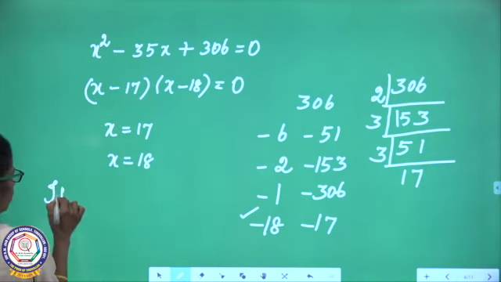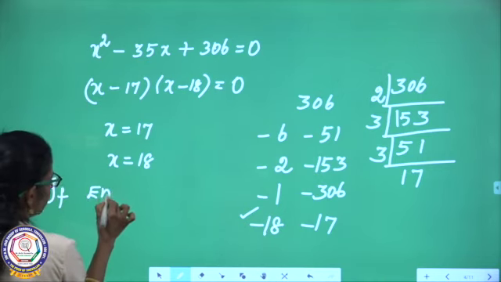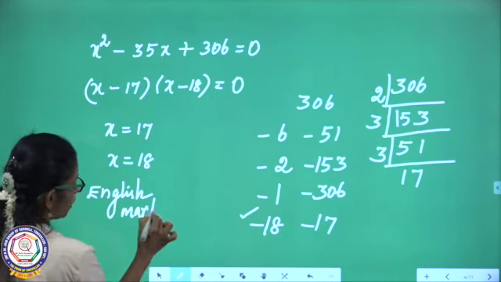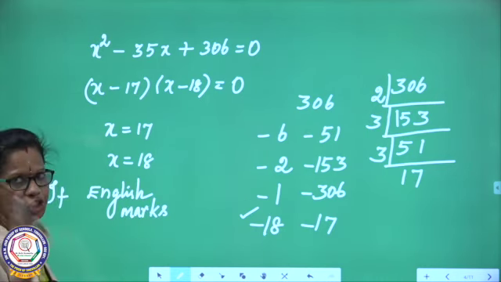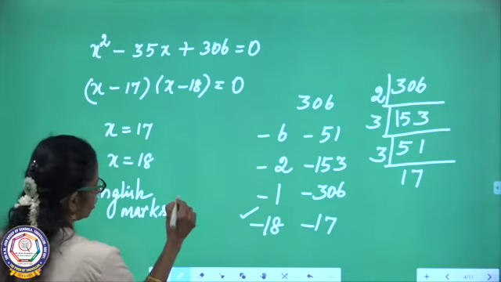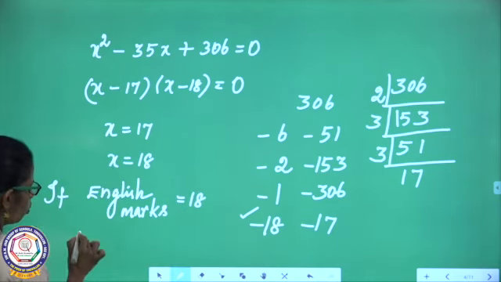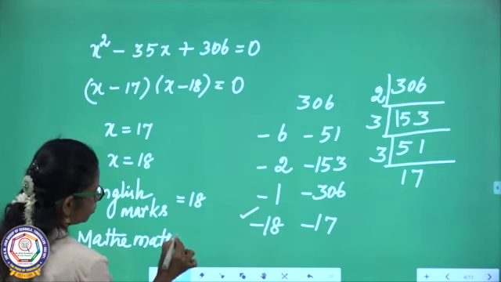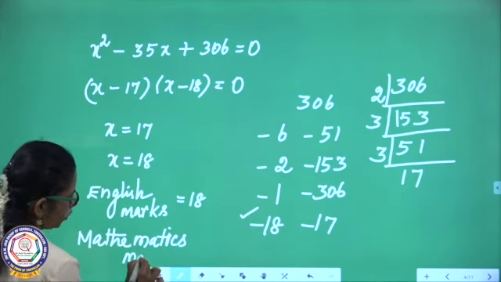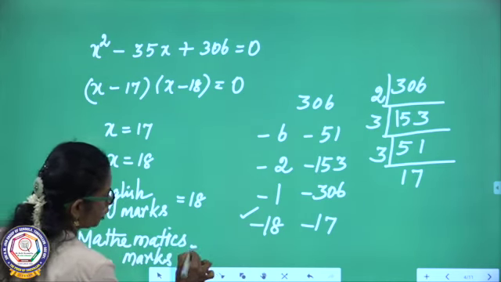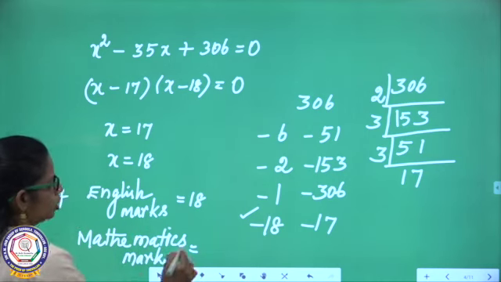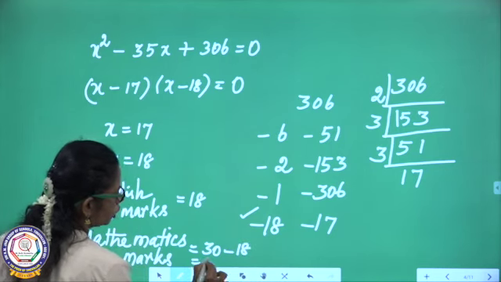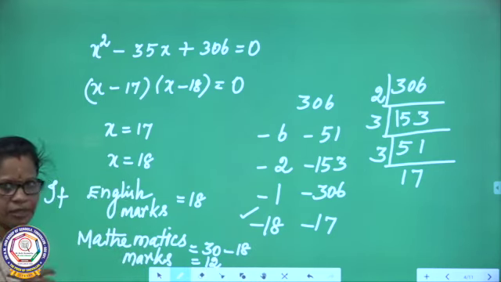If the English mark is 18, because you are assuming x as the English mark, English mark equal to 18 means what is the mathematics mark? Mathematics marks equal to, you have to recall the previous statement, 30 minus x. So, 30 minus 18 which is equal to 12. This is one possibility, right?